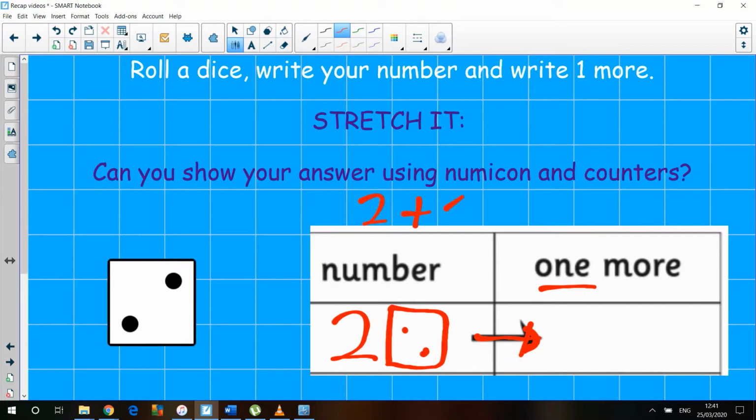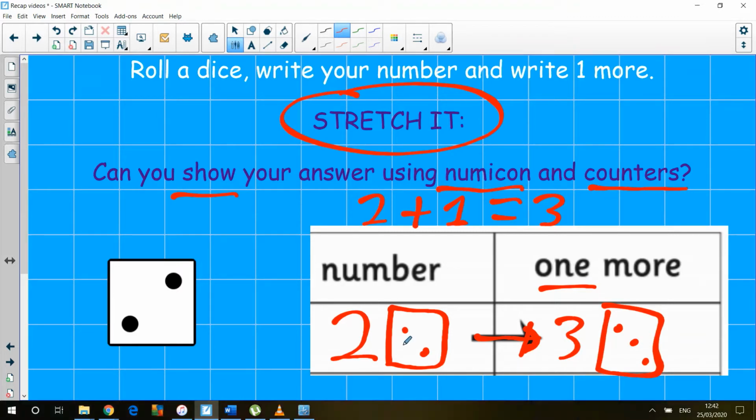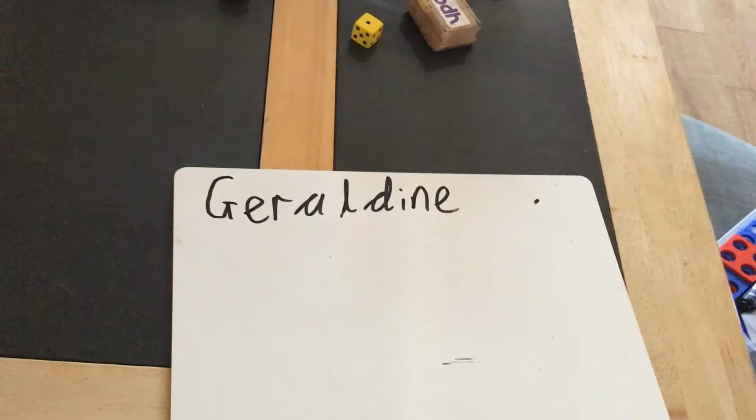I know I'm going to add 1 because we're working out what one more is. So we know we're trying to work out what adding one more is. We know the operation is an add because it's one more. 1 more than 2 equals, that's right, it's 3. So I would write my number 3 and I would draw my dice just next to it to support that. Now let's look at what that stretch it challenge is. It says, can you show your answer using Numicon and counters? Now let's see if we can show that using Numicon and counters with our trusty assistant Geraldine.